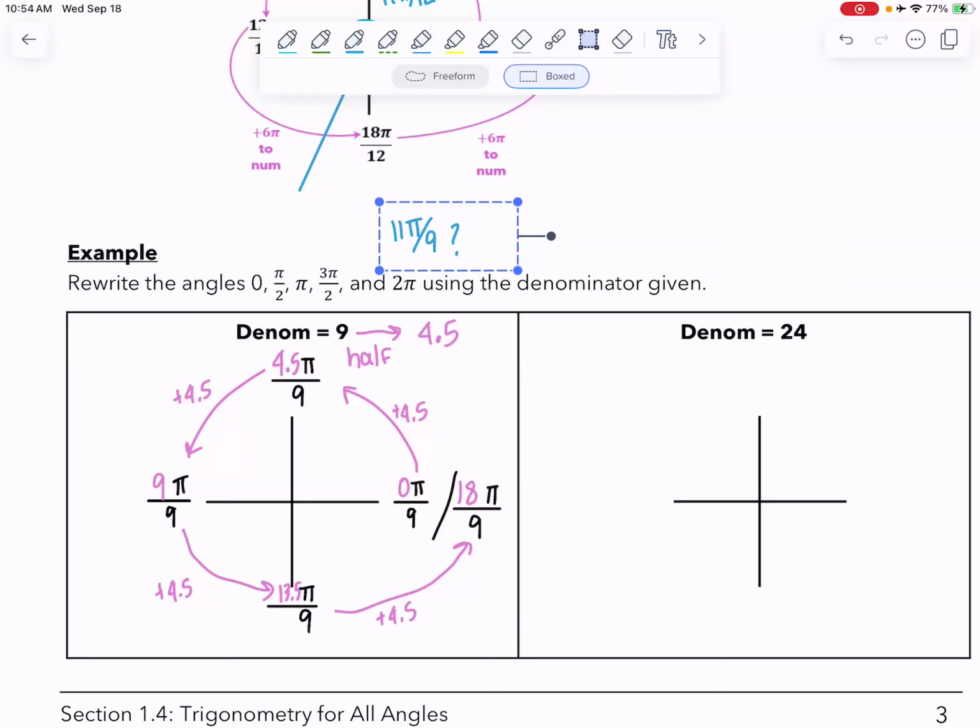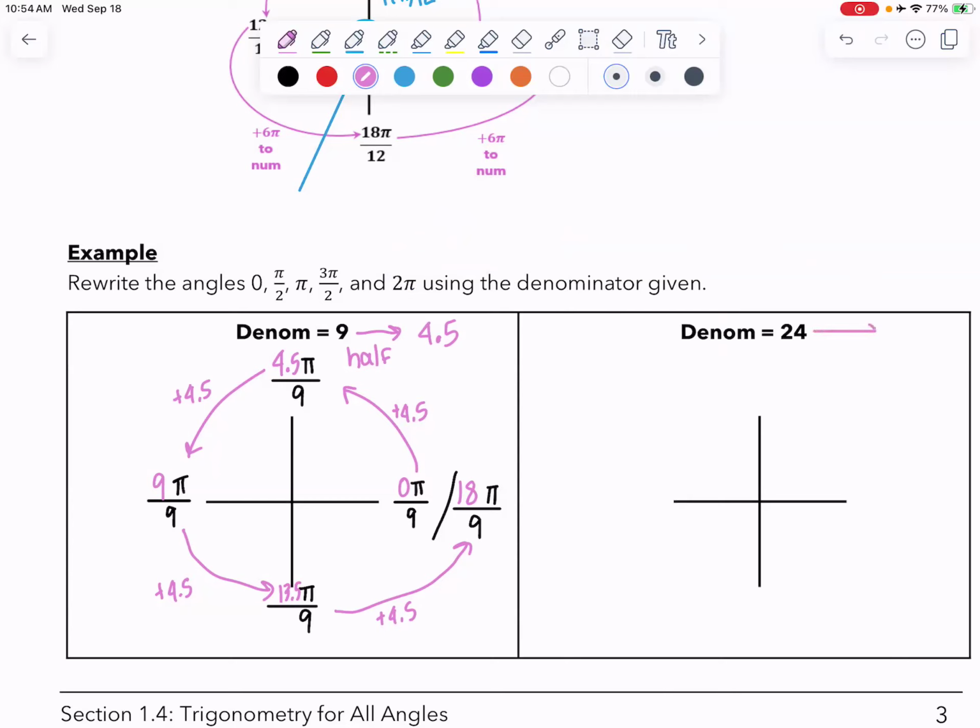Now would be a great time to pause if you want to try doing this with a denominator of 24. If you want to try doing this one before I do it, give the video a pause. You've had your chance. I'm going over the answer now. All right, so half of 24 is 12.